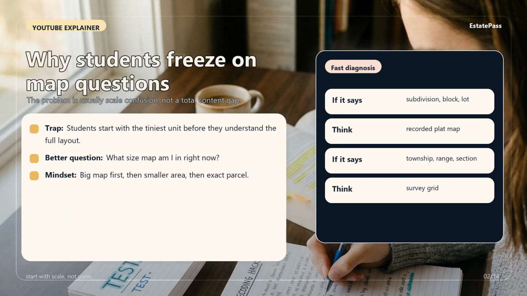Most students do not actually fail these questions because the ideas are impossible. They fail because the wording looks dense, and they start reading at the wrong scale. The faster fix is to ask what size of map the question is describing before you chase the answer choices.